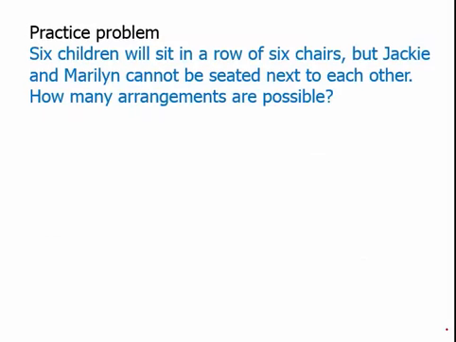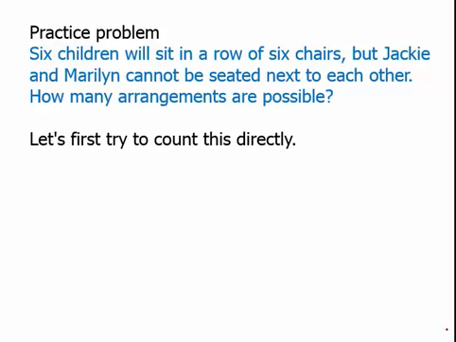So here's a practice problem. Think about this for a moment and then we'll talk about it. Okay. 6 children will sit in a row of 6 chairs, but Jackie and Marilyn cannot be seated next to each other. How many arrangements are possible?